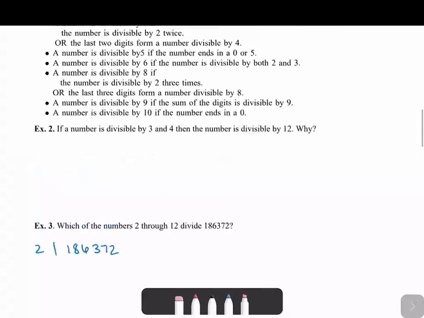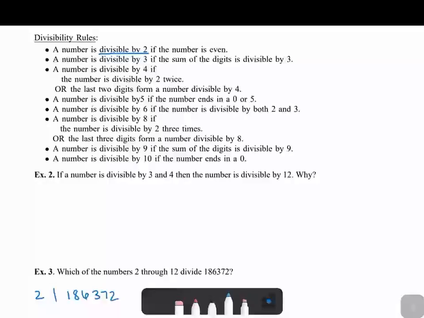One thing to note, another way to say the number's even is if the number ends in 0, 2, 4, 6, or 8. It ends in an even digit.